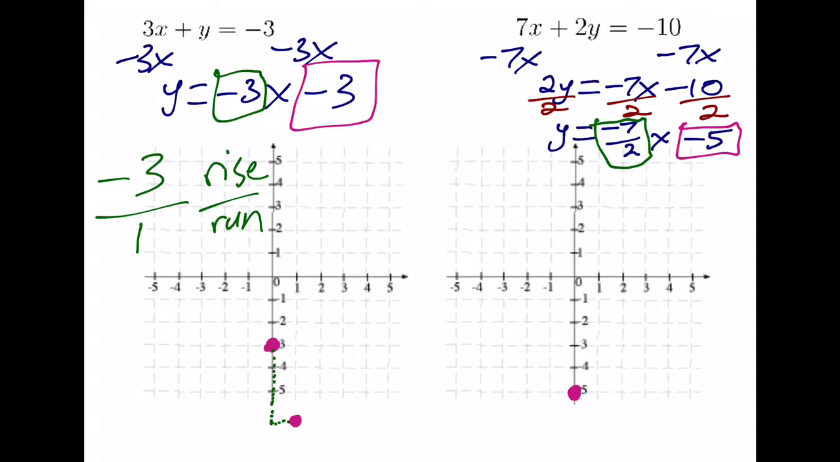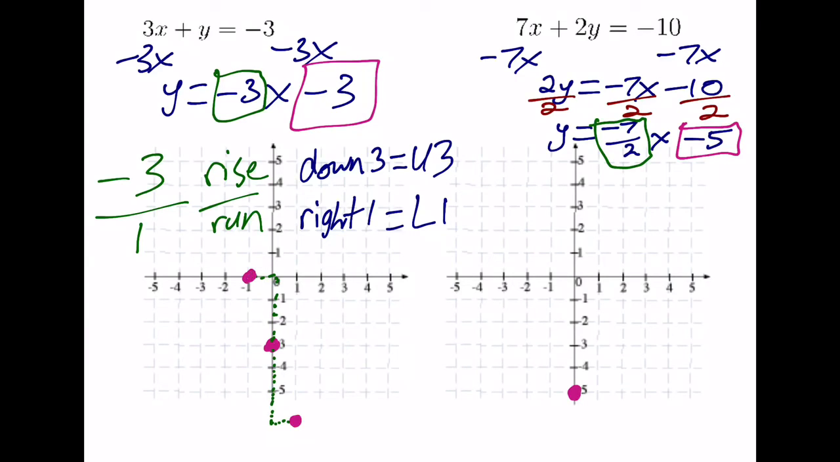If you want to avoid running off the graph, instead of thinking of this as down 3 and right 1, we can flip those and make it up 3 and left 1. As long as we change both, it still works. For example, I go up 3 and left 1. These are all points on my line. Draw a line through it, put your arrows, you're done.